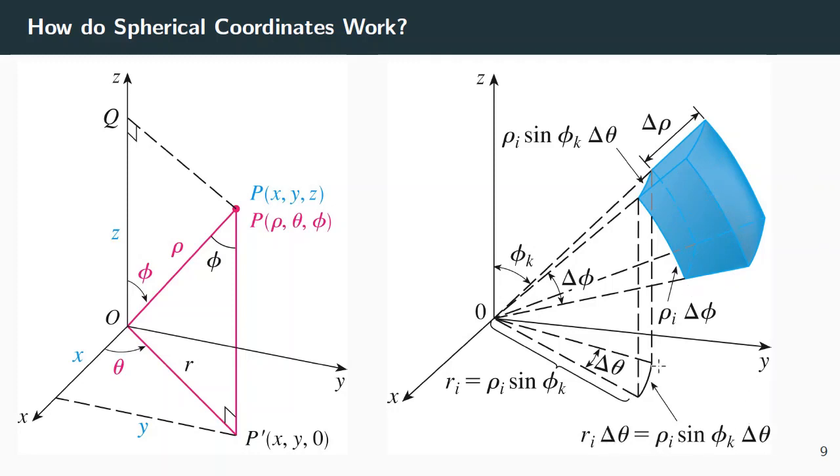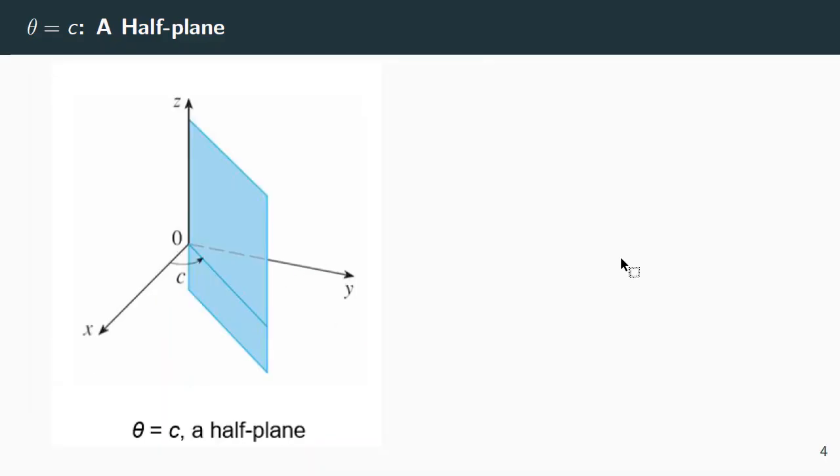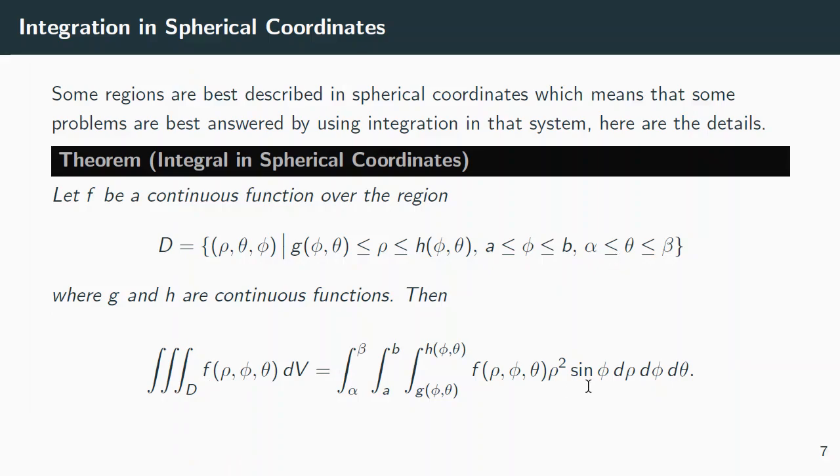But you can see these distances here. That distance there is rho sine of phi d theta, and this distance here is rho d phi, and there's d rho. When you put those together, you get rho squared sine of phi d rho d phi d theta.